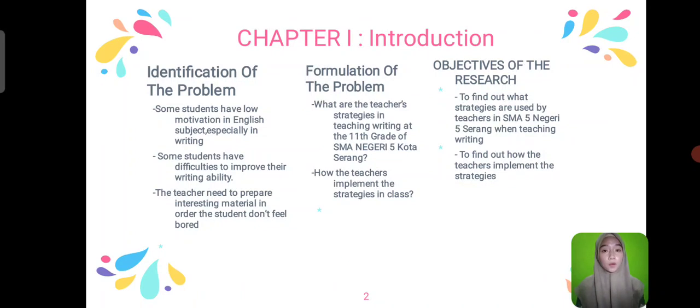Next point is objectives of the research. I put 2 indicators in here. For the first one is to find out what strategies are used by teacher in SMA Negeri 5 Kota Serang when teaching writing, and the last is to find out how the teachers implement the strategies.